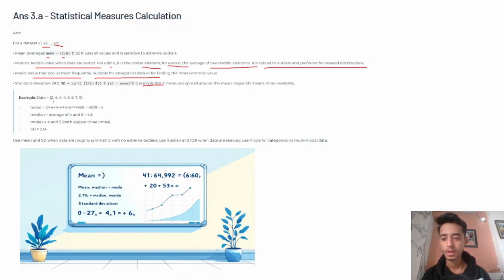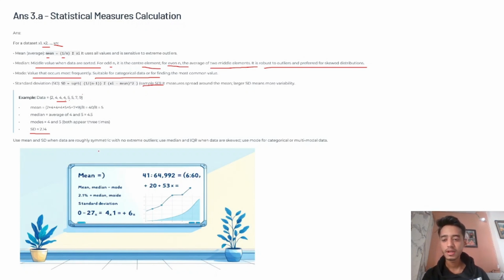Here the mean will be the summation of all these, which is 40, divided by the total number of data points, which is 8, so our answer will be 5. For the median, since there are eight values, we take the average of the middle two values, which are 4 and 5. The average of 4 and 5 will be 4.5. And the modes will be 4 and 5, because both appear 3 times. And the standard deviation is approximately 2.14.